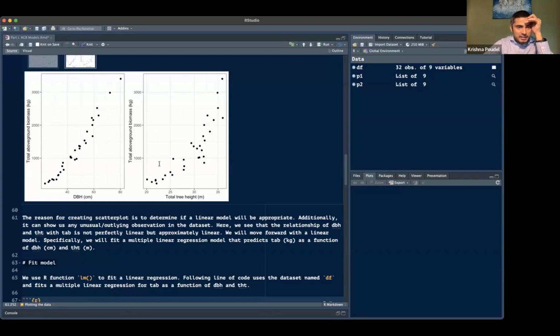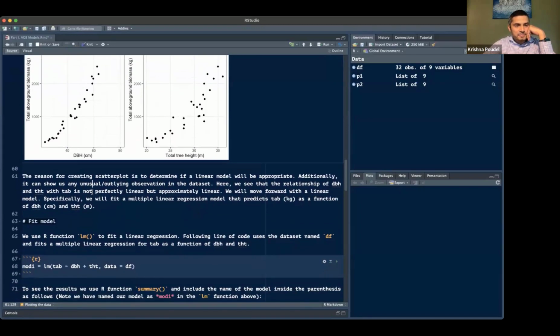Also, by creating this scatter plot, we could see if there was an outlying observation. For example, if there was one tree with, let's say, 300 centimeter DBH, that would be obvious to see in the scatter plot. So before starting any analysis, I start with the basic plots.